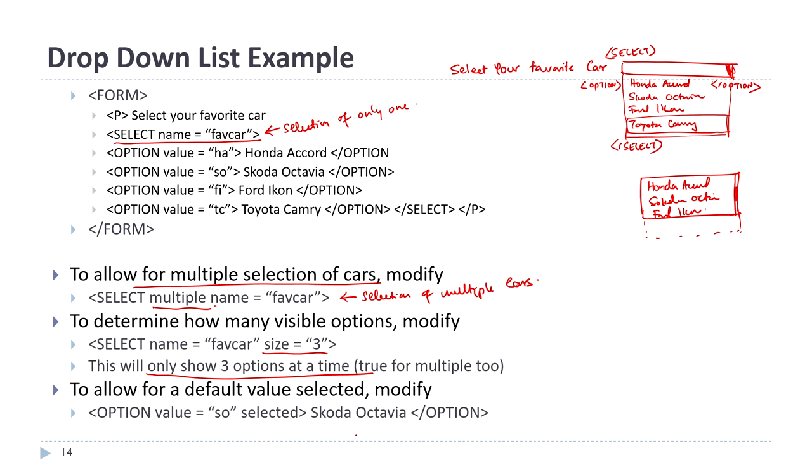If there is a specific default value to be selected, then modify the option value. You can add a modifier here also. All of these have no default selection. Whereas, if you add the word selected right after the option value name, that means it will be selected by default.